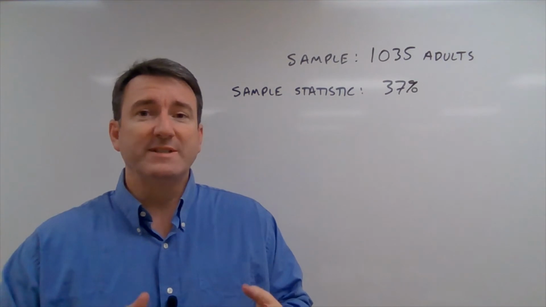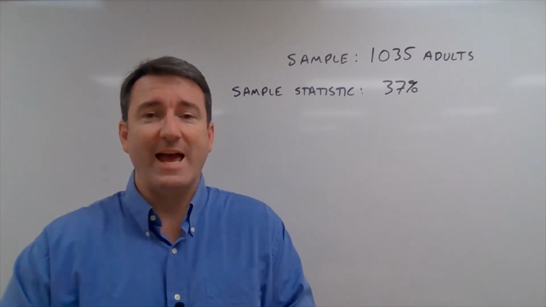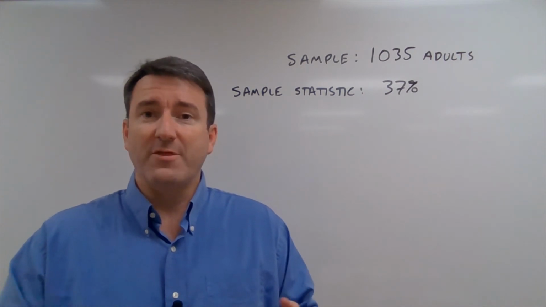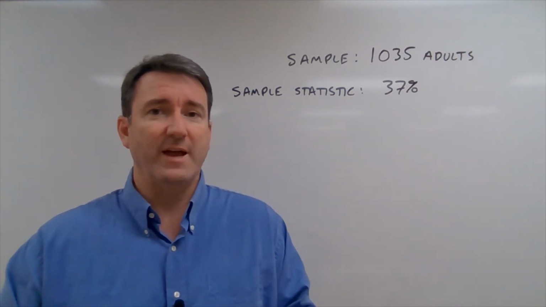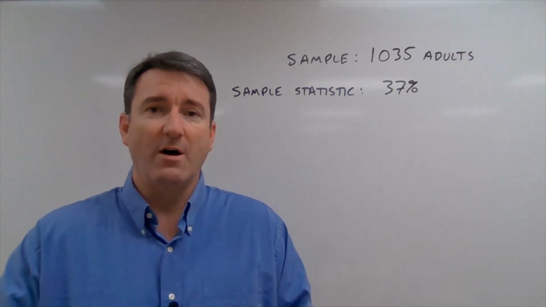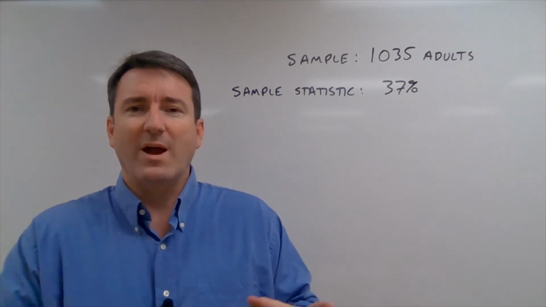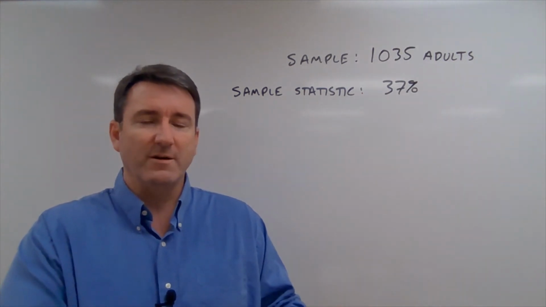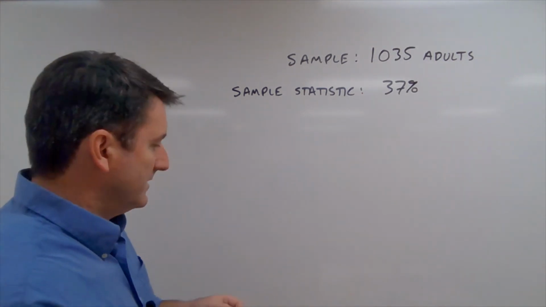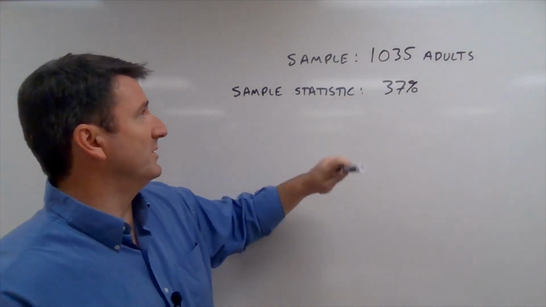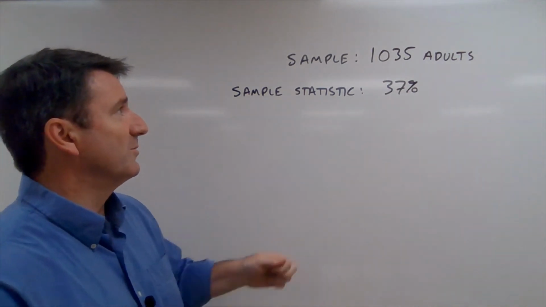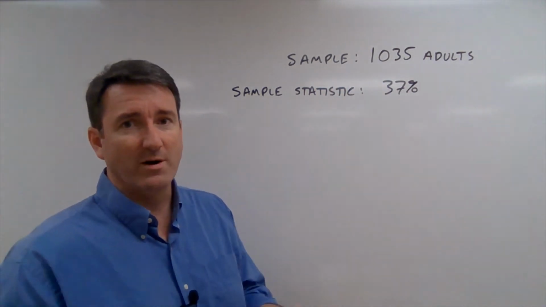Our first example tells us that a 2017 Gallup poll of 1,035 adults found that 37% of those surveyed believe that the United Nations is doing a good job solving global problems. And we're asked to find the margin of error and the 95% confidence interval. So our sample size is 1,035 adults, and we're going to use that to find the margin of error.